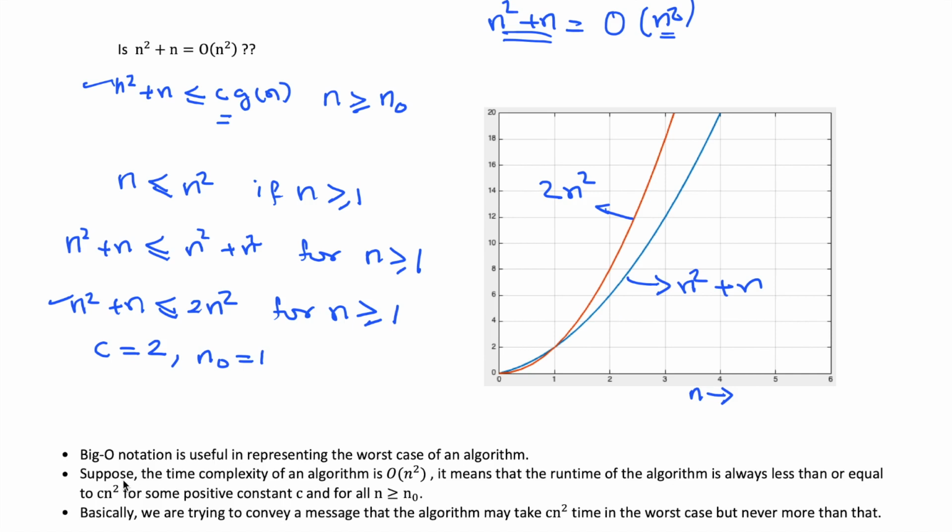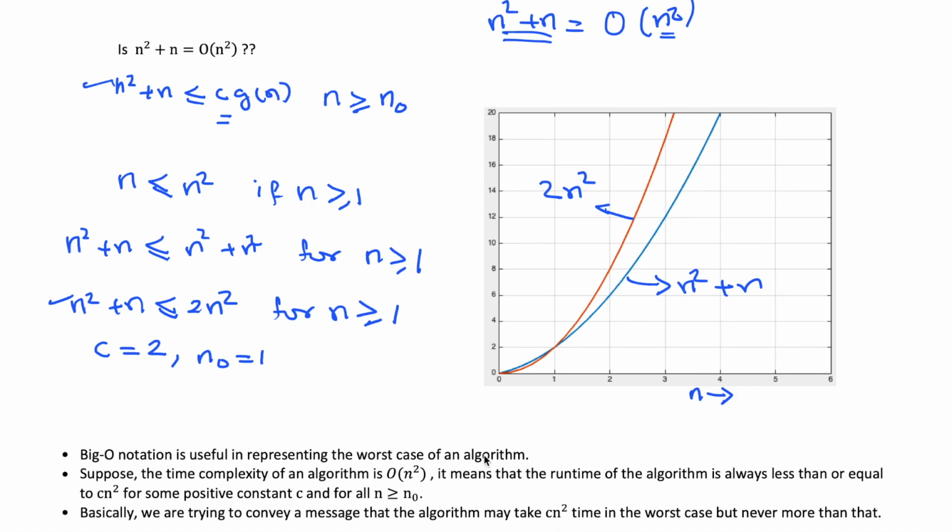In order to elaborate that point, suppose that the time complexity of an algorithm is given as big O of n square. It means that the runtime of that algorithm is always less than or equal to some constant into that function n square. So c into n square for some positive constant c, and for all n greater than or equal to n0. Basically, we are trying to convey a message that the algorithm may take c n square time in the worst case, but never more than that. Okay. So this is the idea of the big O notation.